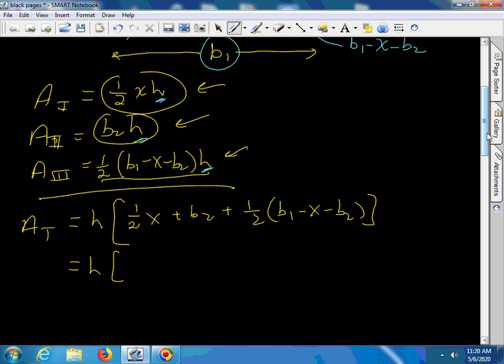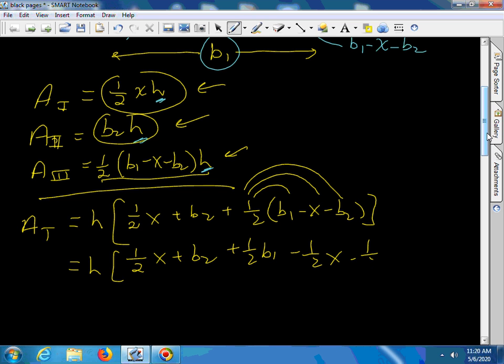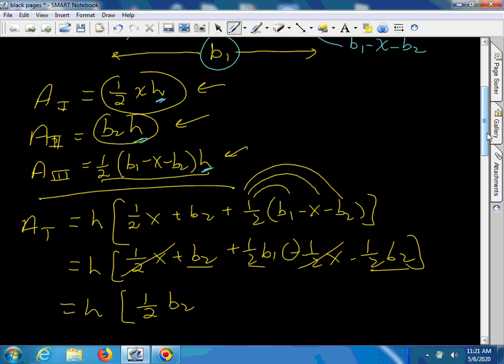So we have h times 1/2 x plus b2 plus 1/2 b1 minus 1/2 x minus 1/2 b2. There's h. You have half of x, and you take away half of x. If you have 1 b2, and you take away half of b2, you'll have a half b2. Don't forget to add the half b1.